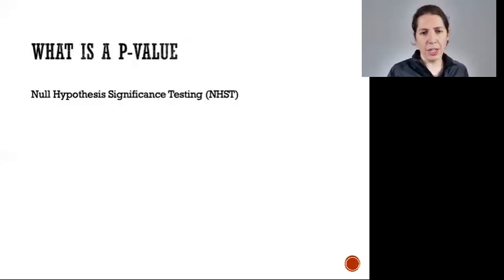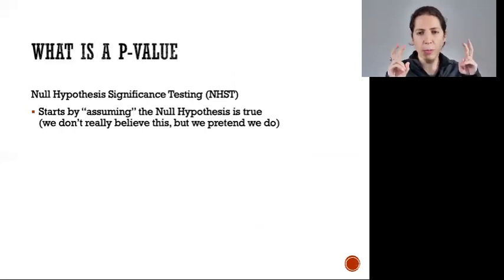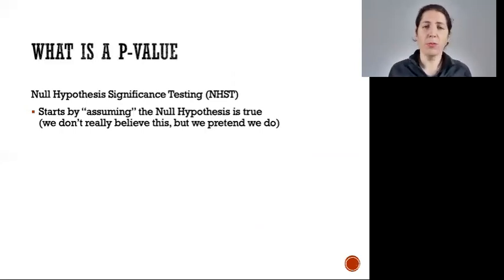So in NHST, we start by assuming that the null hypothesis is true, but actually we don't really believe this. Most researchers don't believe that the null hypothesis is true. They have their own research hypothesis, which is not null. So their research hypothesis is that there is a correlation, there is a difference between groups, there is an effect, and they want to reject the null hypothesis. But to do that statistically, we have to start with the assumption that the null hypothesis is true in NHST.